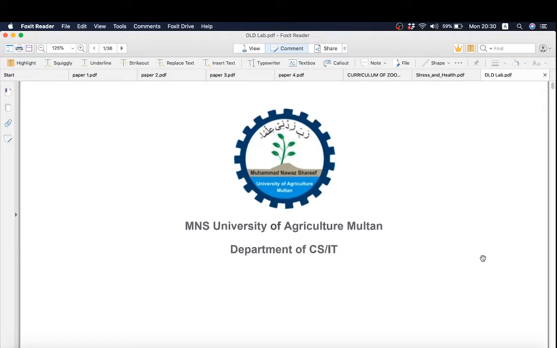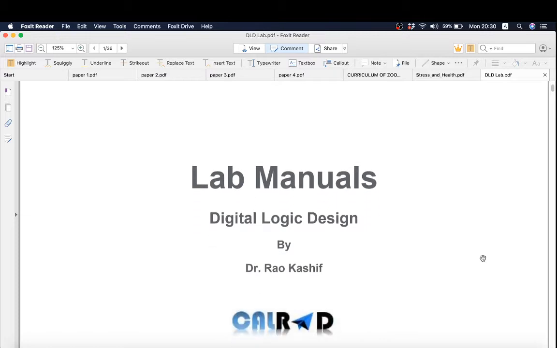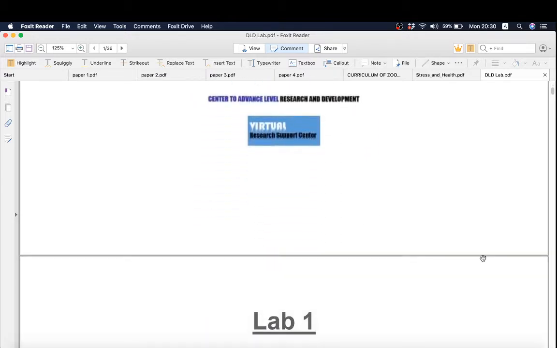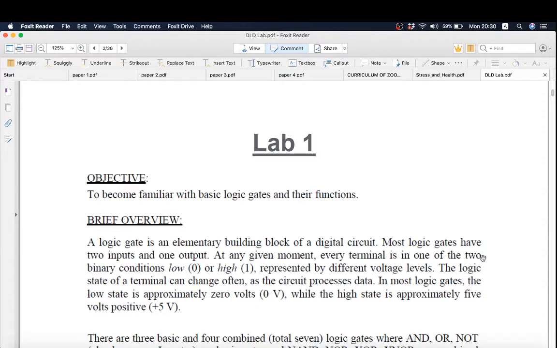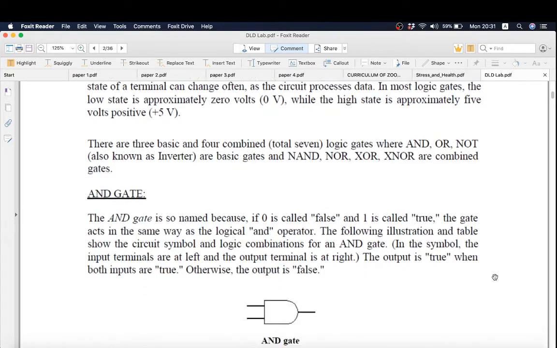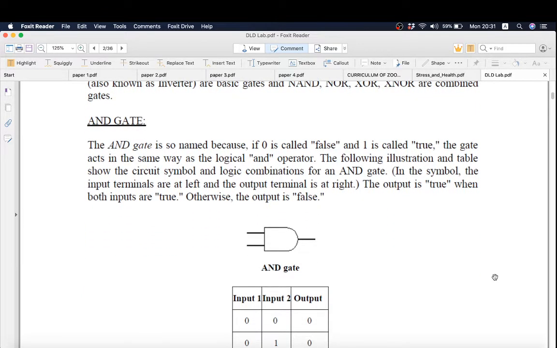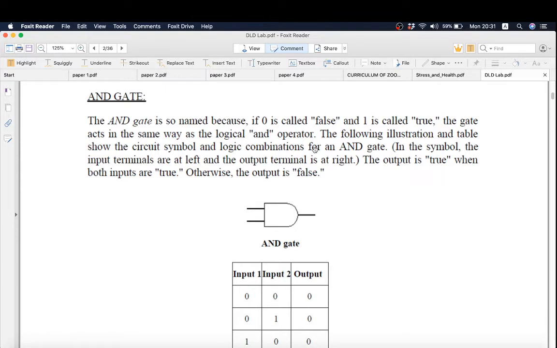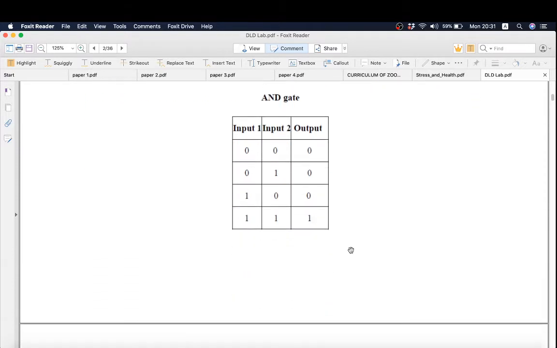So here is the lab manual that I shared with you all. There are a few experiments which I want to discuss, and I want to tell you how you have to use this lab manual. For example, take lab 1. Lab 1 is about a basic understanding of the logic gates, and it is mostly theoretical work. For example, for this AND gate, a brief definition is given, a diagram is given, and the truth table is given. It is the same for all the gates.